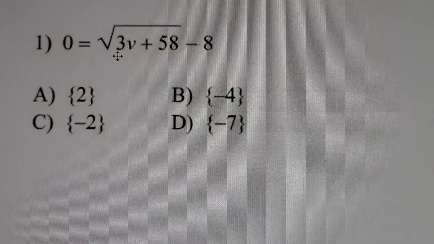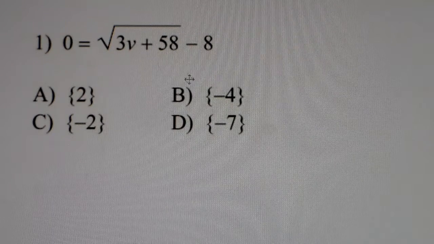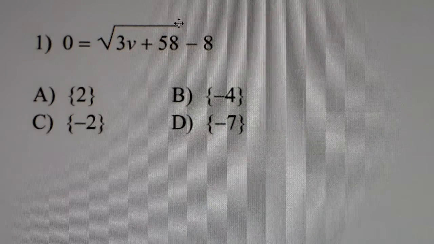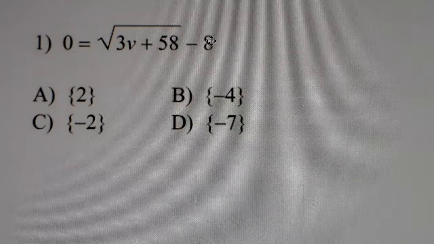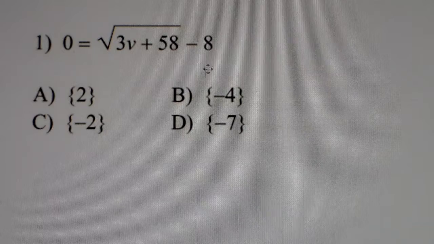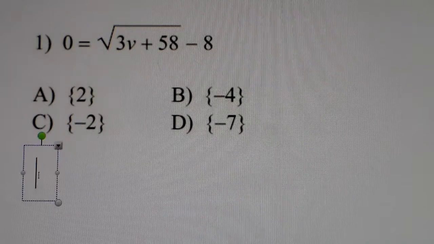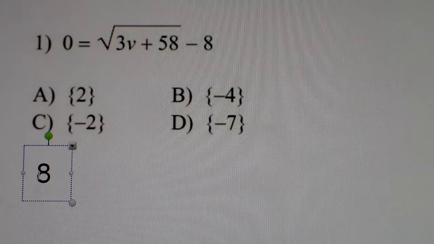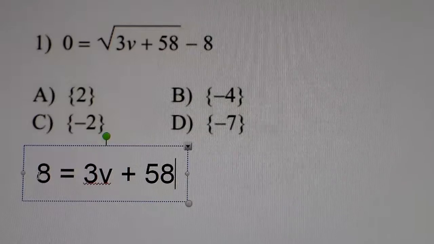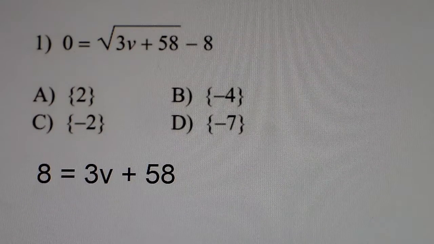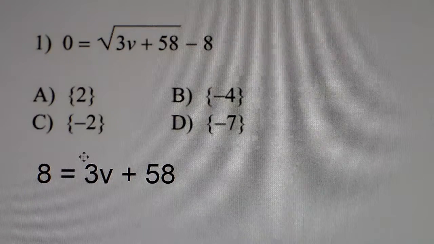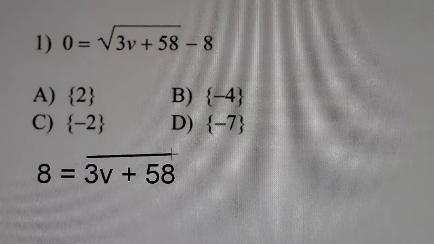We have 0 equals the square root of 3v plus 58, minus 8. Some things to remember: we first move all our inverse operations that are outside the radical. We work from outside in towards that variable. So I'm going to add 8 to both sides first. Then we get the equation 8 equals the square root of 3v plus 58.